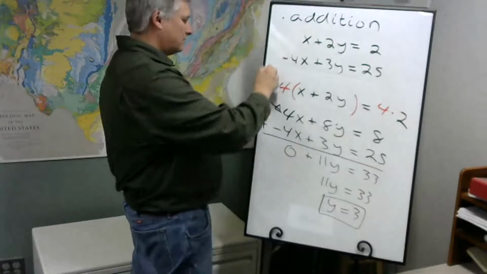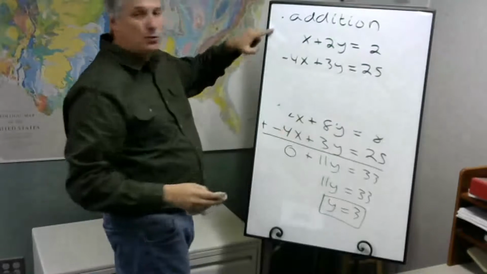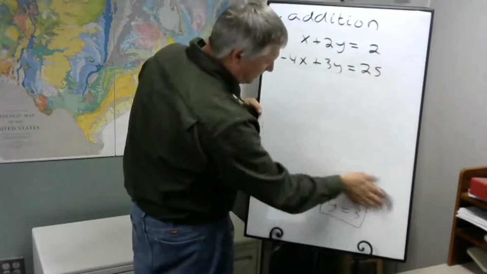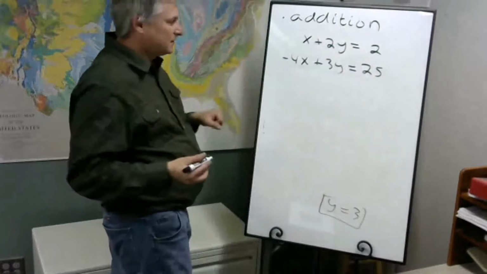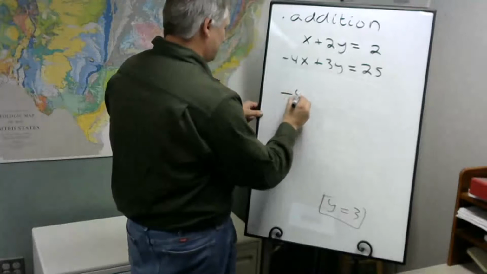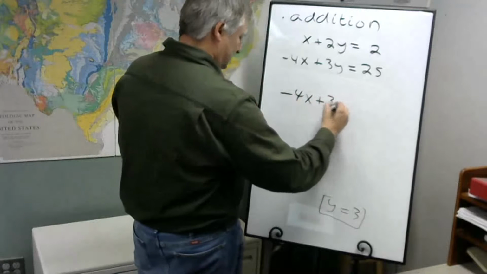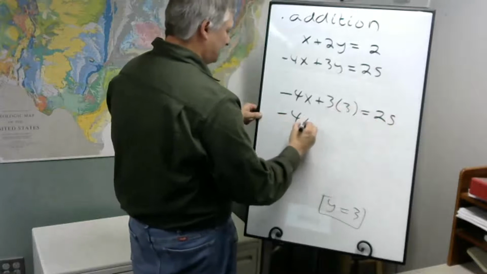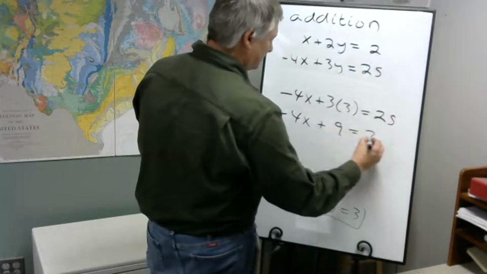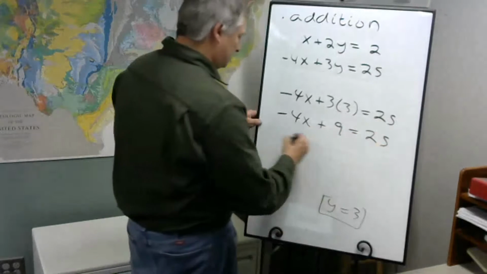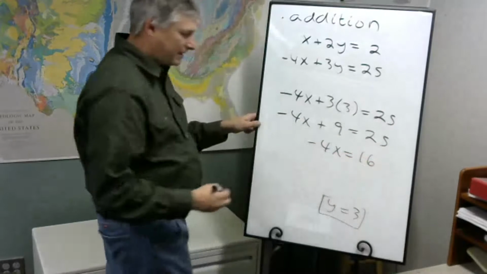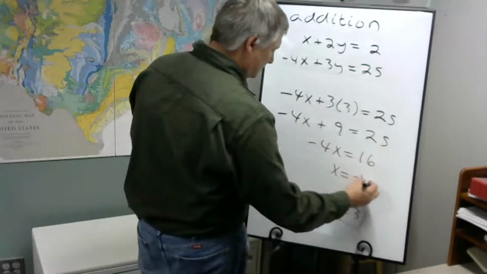Now what we can do is take any two of the original equations, replace y with 3, and then solve for x. So let's go with the second equation this time. So negative 4x plus 3 times 3 is 25. Negative 4x plus 9 is 25. Subtract 9 from both sides, we'll get negative 4x is 16. Divide by negative 4, x is negative 4.